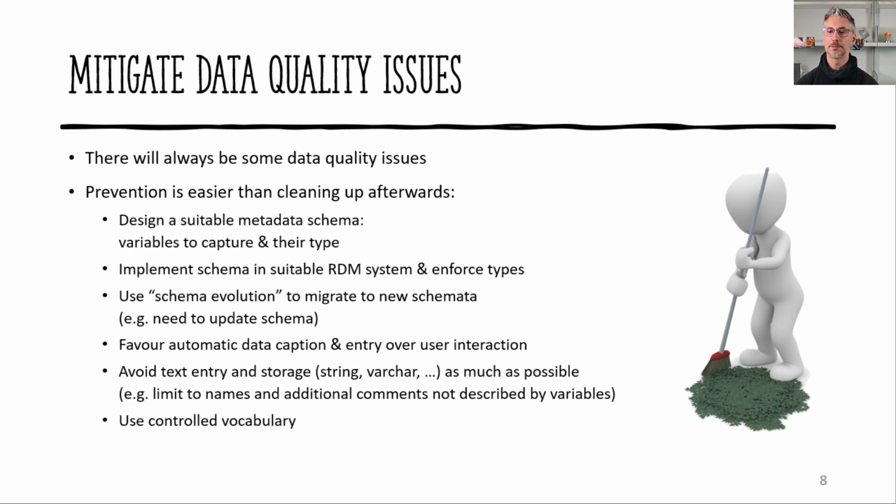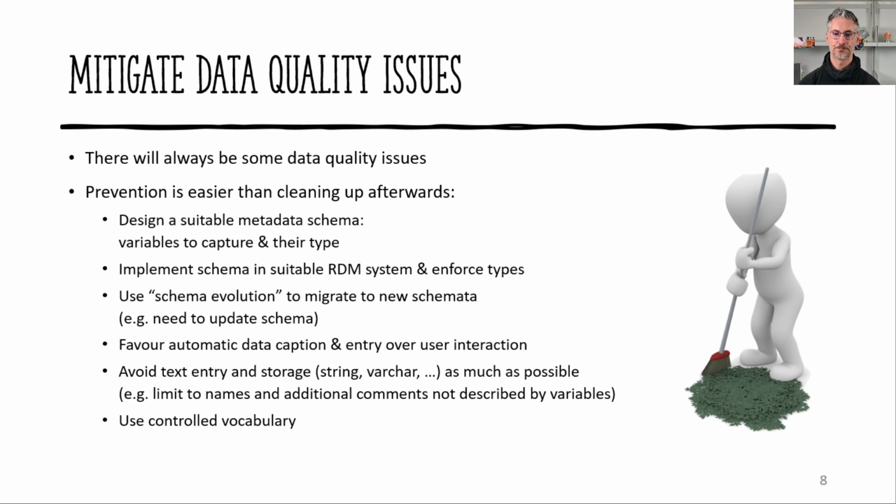We can design a suitable metadata schema, for example. That means we want to be clear which variables we want to capture and also nail down the type of the variable. For example, if it's a text, or if it's a number, an integer, a float, a boolean, and so on. And the easiest way to go on is to implement such a schema in a suitable research data management system and enforce the data types and limit the amount of information that users, for example, can enter into a text field.